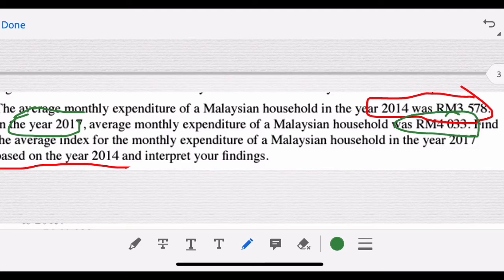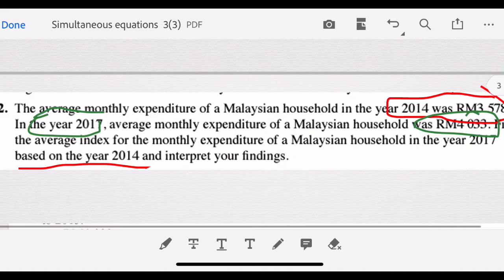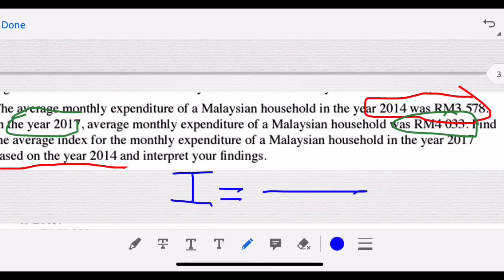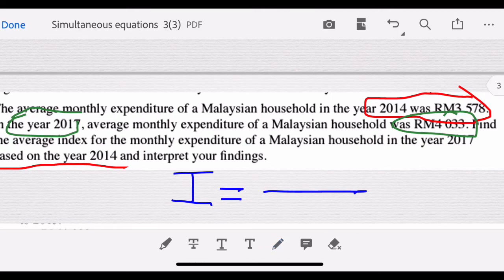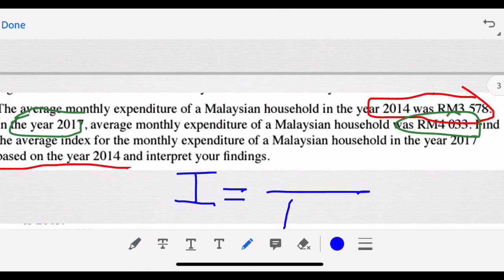Okay, and the average index for the monthly expenditure of Malaysian household in the year 2017 based on the year 2014, and interpret your findings. So you're asked to calculate the average index for the monthly expenditure of a Malaysian household in the year 2017, because this is based on 2014. Normally if we have the price, we use the price. If we have the quantity, we use the quantity. The base year is the one mentioned in the question, 2014, so we will just follow the question. So it's actually the price. Let me write down the price. Basically, we will stick to this basic formula, price at the 2014.